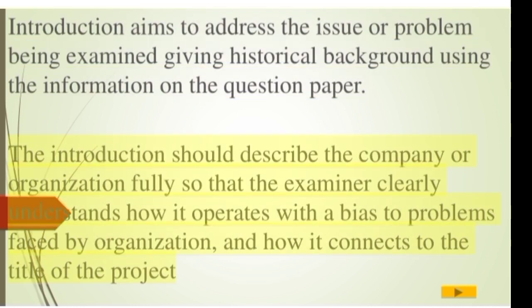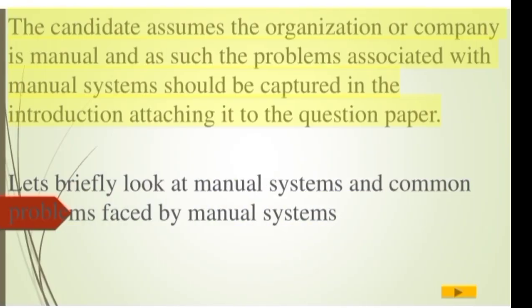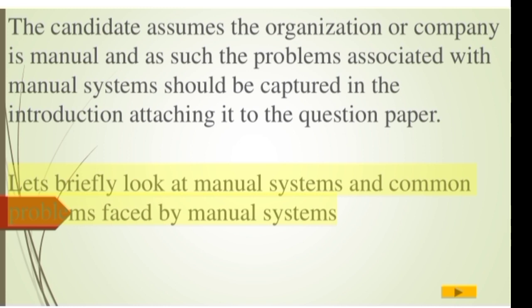The introduction should describe the company or organization fully so that the examiner clearly understands how it operates, with a bias to problems faced by the organization, and how it connects to the title of the project. The candidate assumes the organization or company is manual, and as such the problems associated with manual systems should be captured in the introduction, attaching it to the question paper. Let's briefly look at manual systems and common problems faced by manual systems.